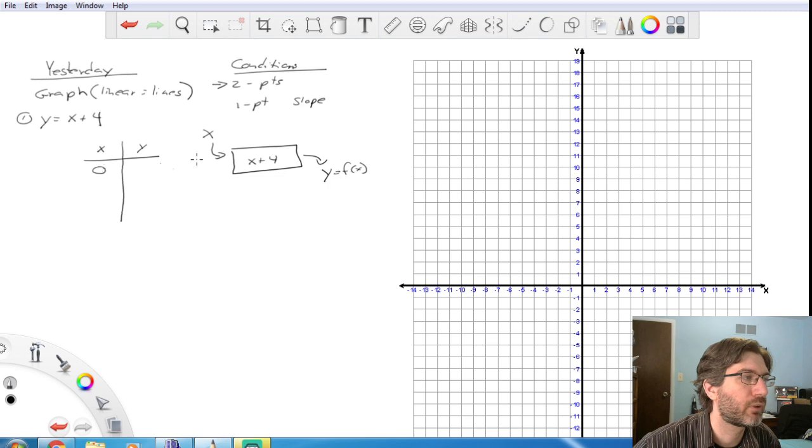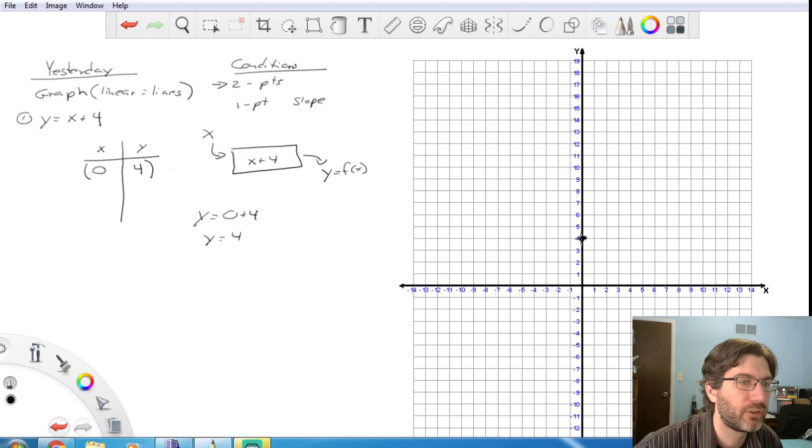So what happens when I put in 0 for x? My function says I need to add 4 to it. So I'll rewrite it: y equals 0 plus 4. Well, what does y equal? In that case, it equals 4. This here is your first coordinate pair, 0, 4. Once you have this ordered pair, you can plot it on your graph. That's 0 on the x and 4 on the y, so you should have a dot here.